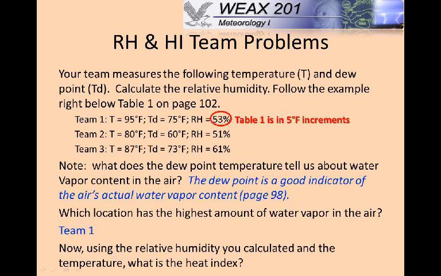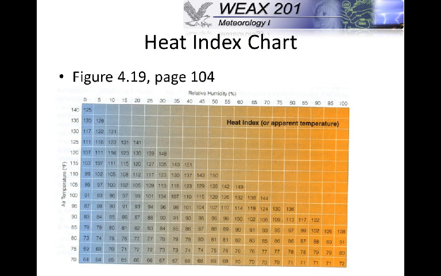Now note in table 1 that the relative humidity is in 5 degree Fahrenheit increments. If we read the problem using the relative humidity you calculated and the temperature, what is the heat index? The table for heat index doesn't have individual degrees, so we're going to interpolate across that chart. Let's go back. This is figure 4.19 on page 104. Find the air temperature of 95 degrees. And the relative humidity was 53%. It's somewhere between these two columns indicated across the top.